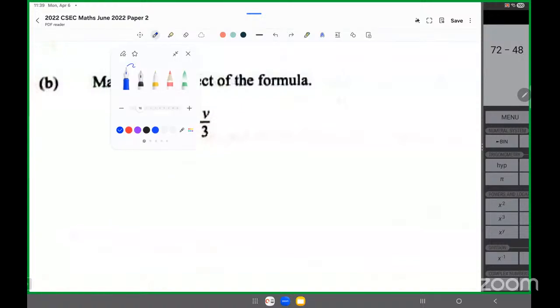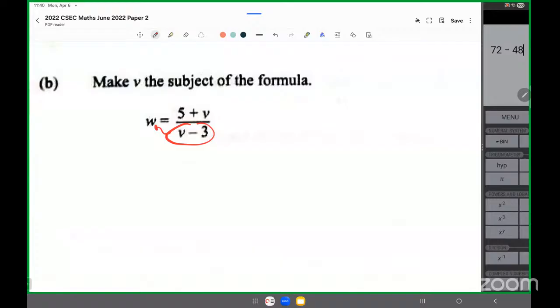So the key first step is to take this denominator. You can treat this as over 1, or you can just take this denominator and multiply it across here. That's the first step. Multiply that denominator across here. So we would get this times this first. Let me not leave out any step. So I would get W times V minus 3, and you're left with 5 plus V over this side.